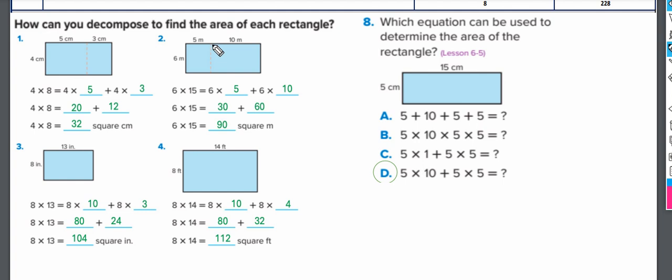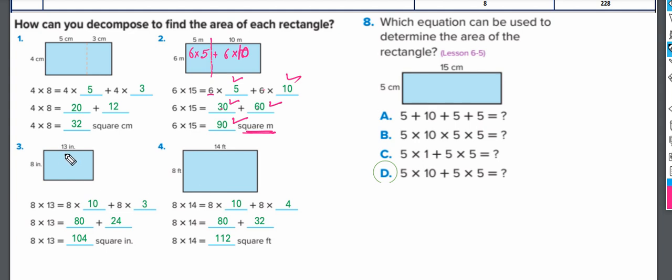Next question. Again, it's a decomposed figure. It's given. So 6 times 5 plus 6 times 10. Right here, 6 times 5 is 30, 6 times 10 is 60. 30 plus 60 is 90. Don't forget to write the unit.